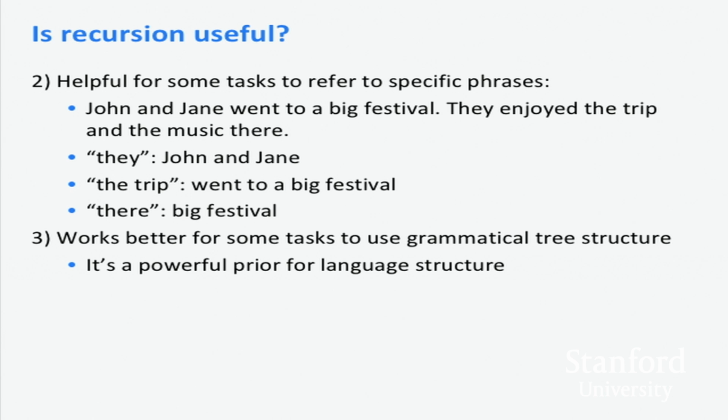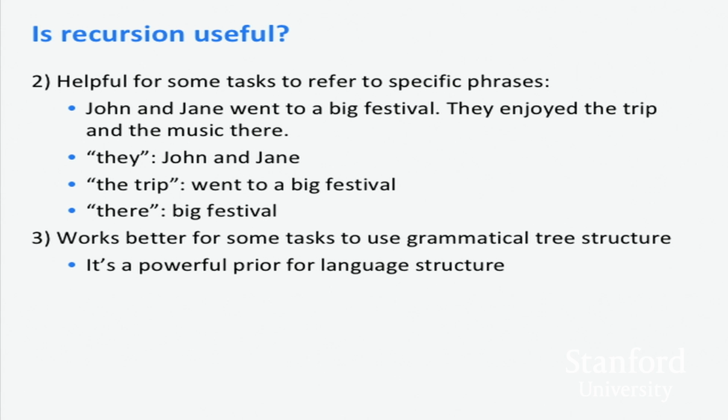And that can be thought of as picking out pieces of structure in terms of this kind of constituency compositionality. So: John and Jane went to a big festival. They enjoyed the trip and the music there. So they refers back to something, and it seems to refer back to this noun phrase, John and Jane. Enjoyed the trip, so the trip's a noun phrase which seems to refer back to going to a big festival, and the music there, the there is again referring to this big festival.